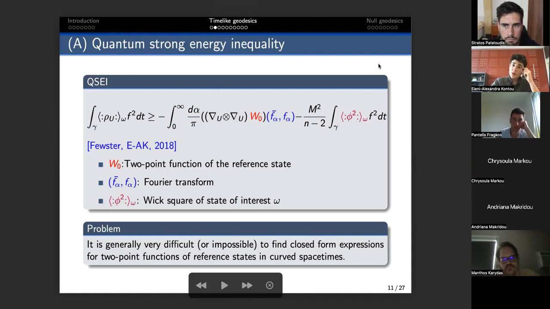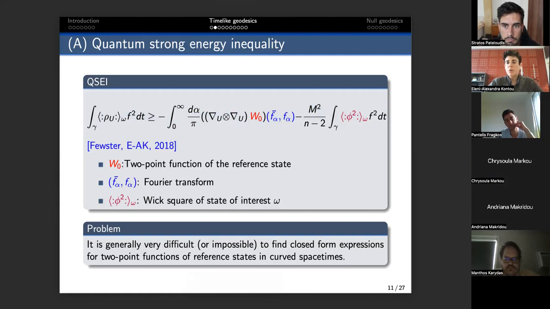So there are two problems with this inequality. The one is that it has dependence on the state of interest, which I'm going to talk about a little later, and the other is that it also has this dependence of the first term on the reference state. And as we know, when we're talking about quantum fields in curved space-time, it's generally very difficult, or in some cases impossible, to find actual expressions for some reference state.